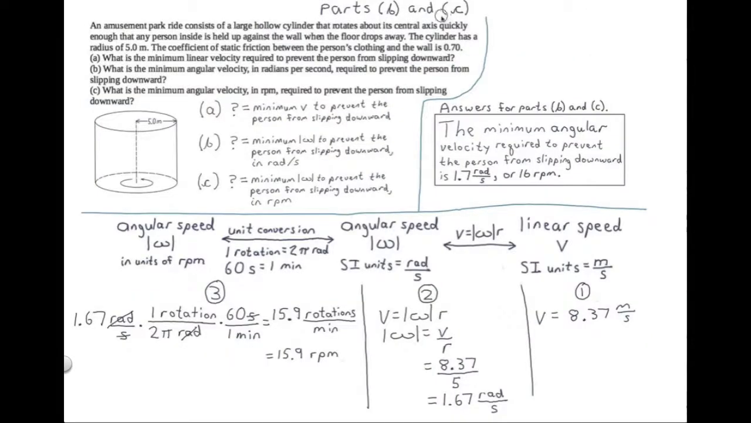In parts B and C of the problem, we used this flowchart to convert the linear speed, which we determined in part A, into the angular speed in radians per second, which answers part B, and then to convert that into the angular speed in RPM. Remember, RPM stands for rotations per minute, and that's what we needed to answer part C. To convert the linear speed into the angular speed, we had to use this formula. And then to convert the angular speed from units of radians per second into units of rotations per minute, we had to use this information, which allowed us to write the conversion ratios, which we needed in order to do the unit conversion.